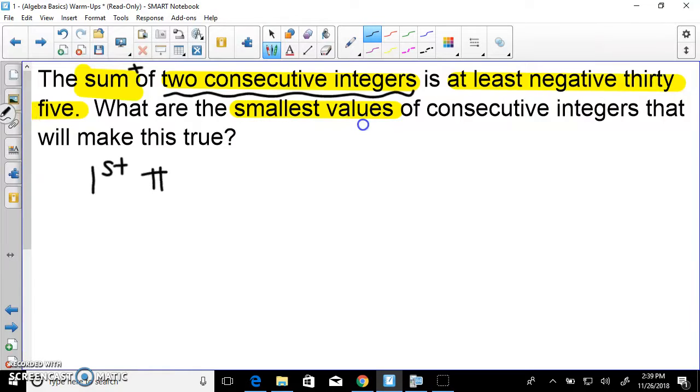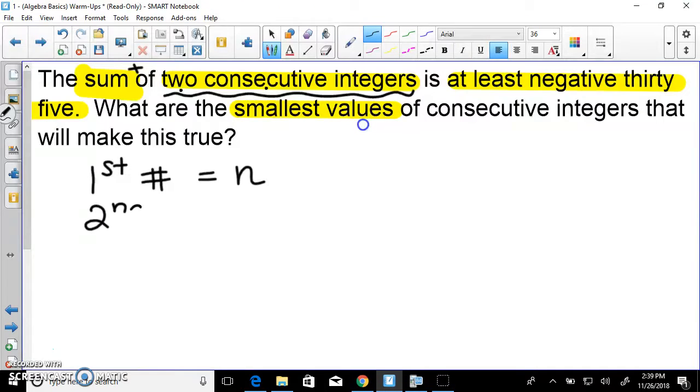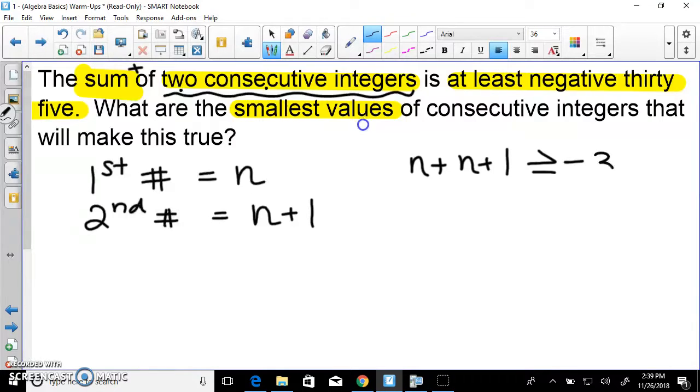So when we talk about two consecutive numbers, the first number, we're going to call that n. The second number, if it's consecutive with n, that means that it's 1 more than n, so we'll call that n plus 1. Now, our situation is the sum of two consecutive integers, or n and n plus 1, is at least, so it's greater than or equal to, negative 35.